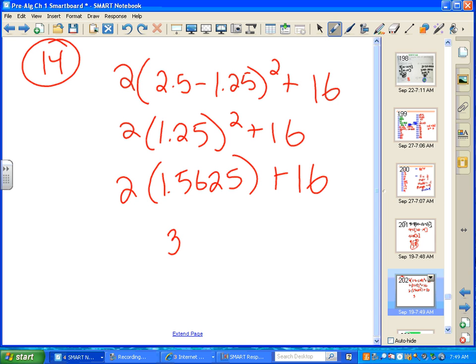So multiply the 2 times 1.5625, which I don't think I put on my paper, but I think it's 3.125. Someone can correct me if I'm wrong. Yeah, I think that's right. After you multiply, add, and you get 19.125.